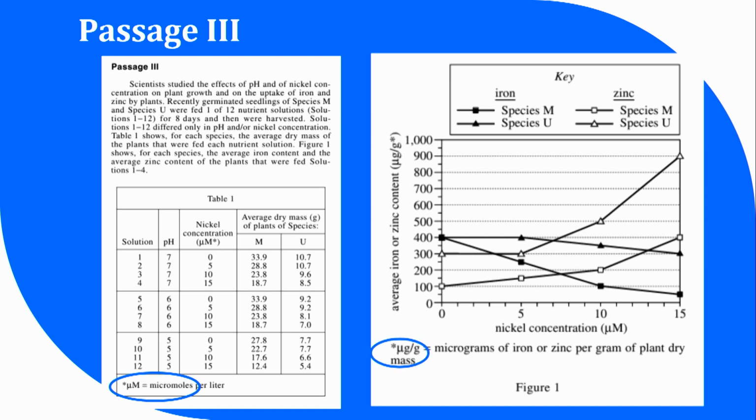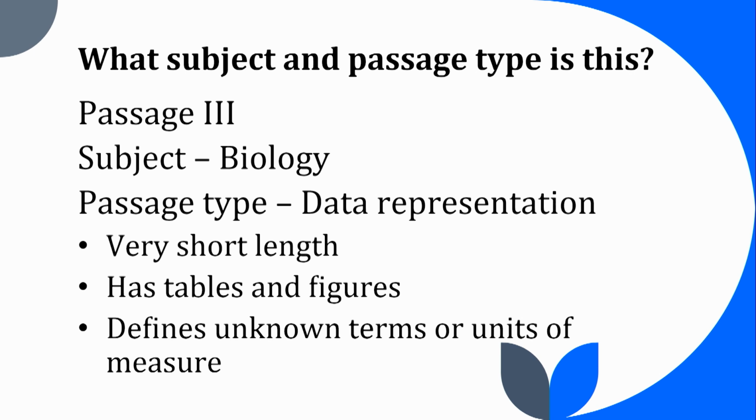These are units that are being defined. And so you can see that it's telling us what these units of measurement are. We have micrograms of iron or zinc per gram of paint for dry mass. So a lot of the times that's going to be a clue as to what type of passage we're looking at.